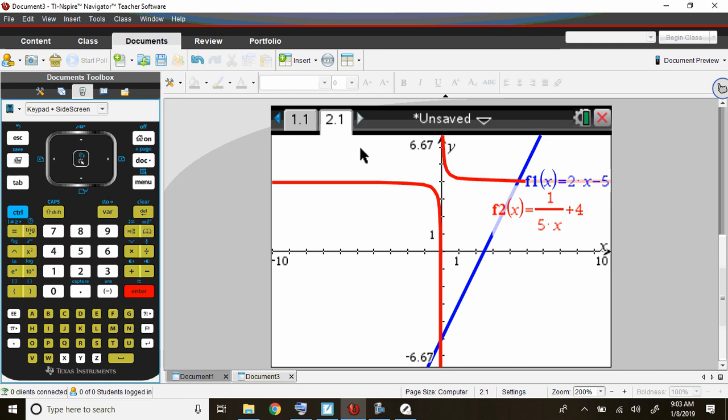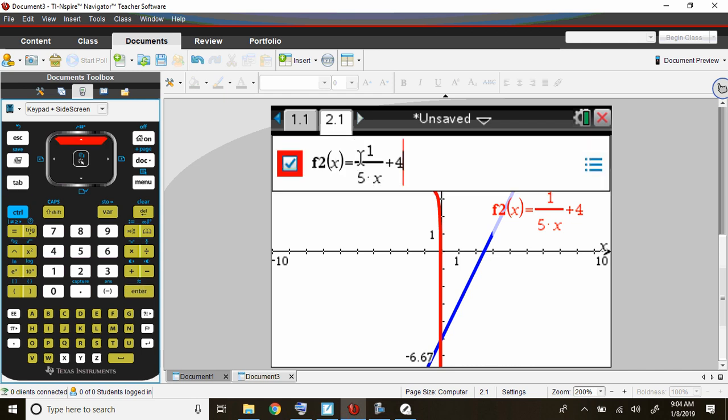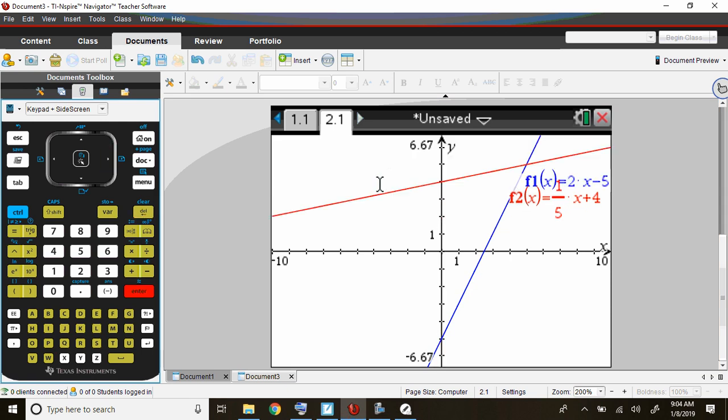Whoop, I didn't put the x in the right place. That makes a huge difference, not putting the x in the right place. 1/5 x plus 4. There's that. And one thing that's going to help on this, I probably mentioned this earlier this year: if I could somehow turn on a grid, it would be very helpful.